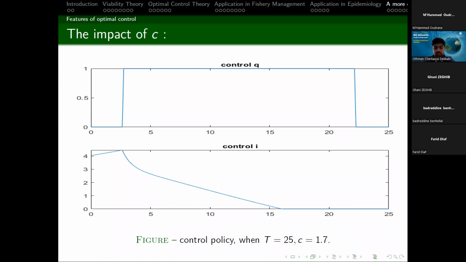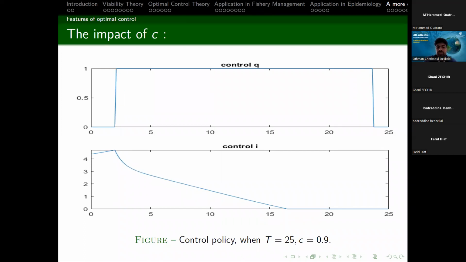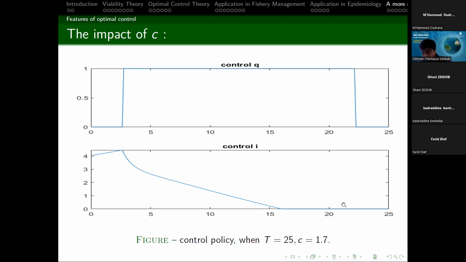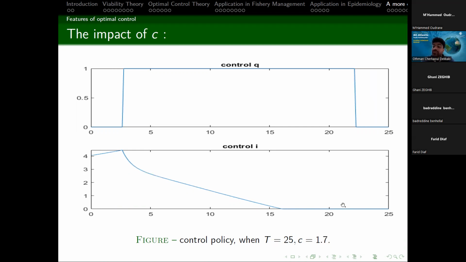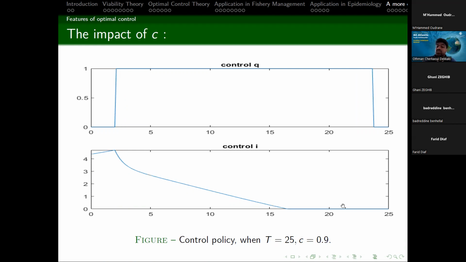So you see that the first switch time is increasing with respect to cost. With C equal to 0.9, we had an early switch time. When we added cost, we had a late switching time, meaning we started the activity late, compared to lower cost, where we start the activity early. However, for the second switching time, it's reversed. So when you start early, you finish late. When you start late, you finish early.